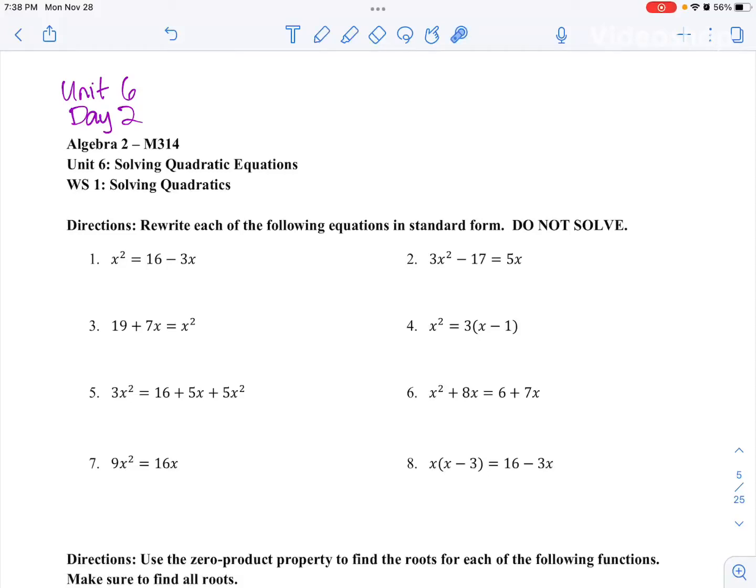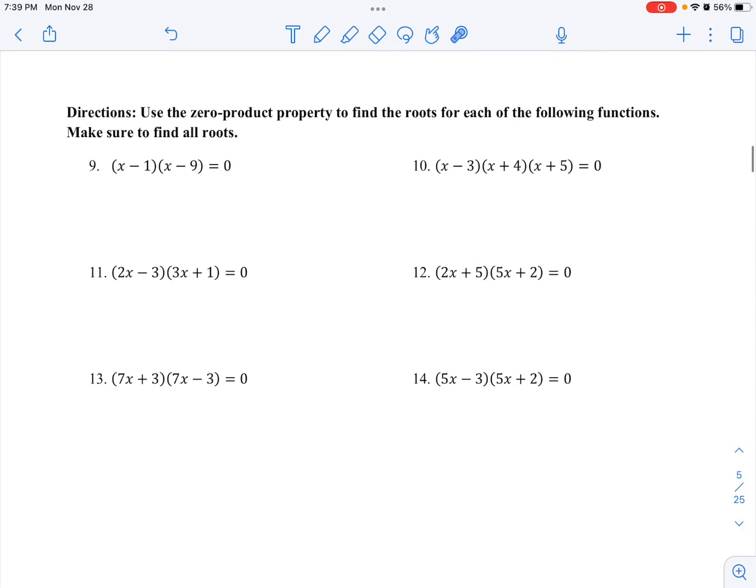All right, you guys, I am on Unit 6, Day 2. It says Worksheet 1 here, but I'm doing Unit 6, Day 2, the second day of the packet. I'm just going to talk briefly about some of the things that we learned in class yesterday and then give you a chance to practice. So I'm going to skip all the way down to number 9 first.